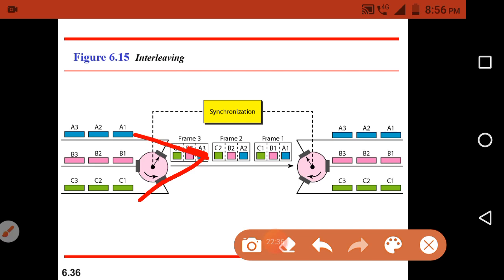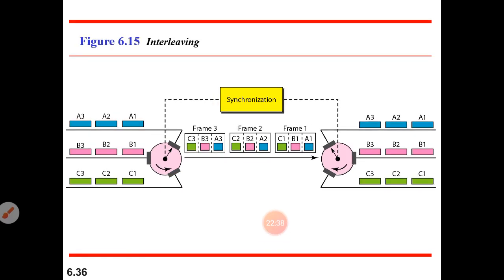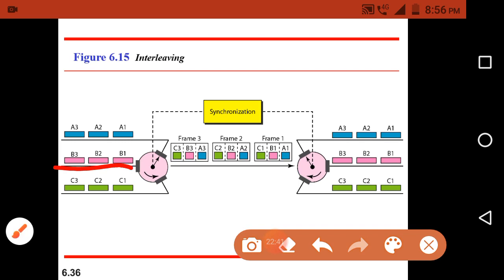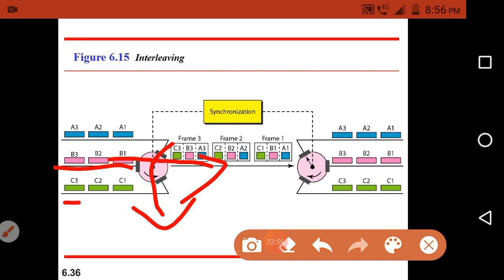After t seconds the switch will move to the second connection, and the switch will be open there, so that connection has the opportunity to send the data over the path. Same thing, after t seconds it will move to the third connection, which then has the opportunity to send data over the path. So after every t seconds each connection sends a data unit over the path.